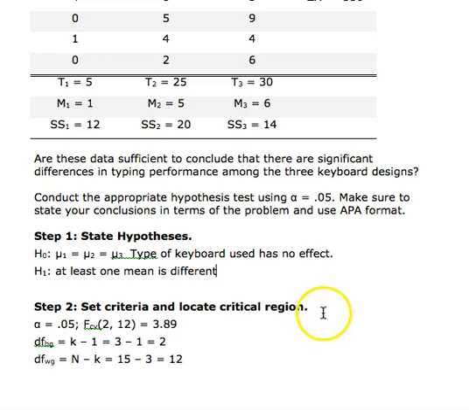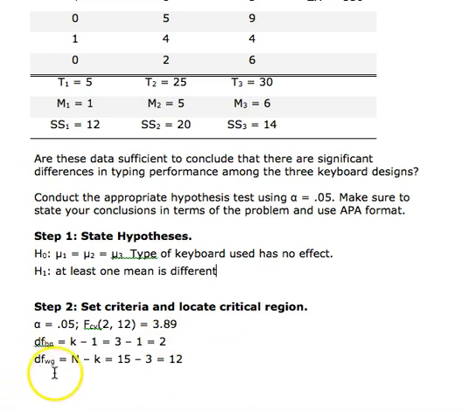Okay? Step 2 is to set criteria and locate the critical region. So alpha is equal to 0.05, and we're going to have to calculate degrees of freedom for between groups and degrees of freedom for within groups in order for us to look up the F critical value in the table, right? So degrees of freedom between groups is equal to the number of groups minus 1. So we know that there are 3 groups minus 1. So degrees of freedom between groups is equal to 2.